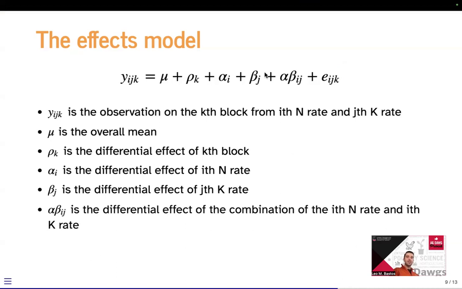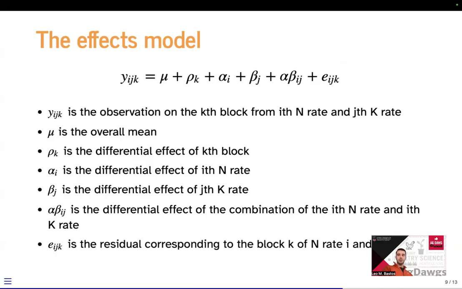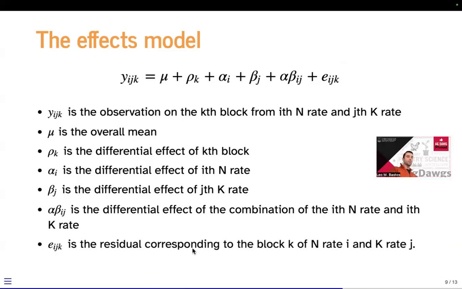We have this interaction term, alpha beta IJ. That's going to be the differential effect of the combination of a given nitrogen rate and a given potassium rate, because we are interested in that interaction. So this term has to be in our model. And then we have our error term, our EIJK, which is just the residual corresponding to the block K of N rate I and K rate J. So this is how you would write out this model.